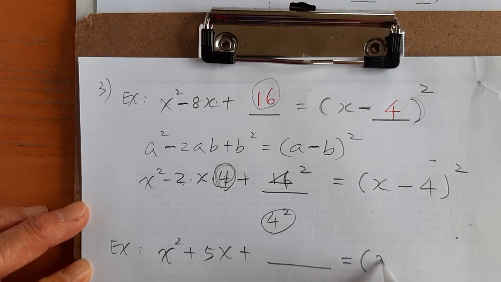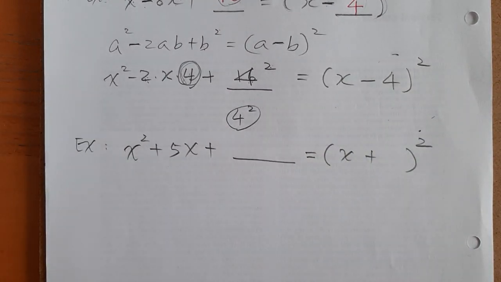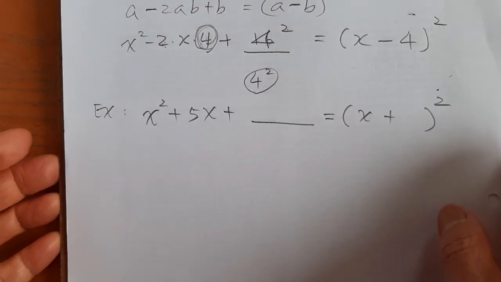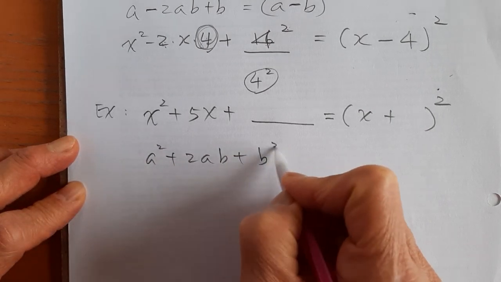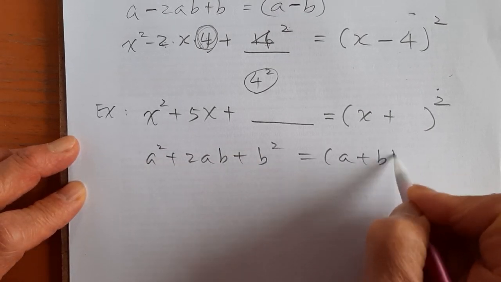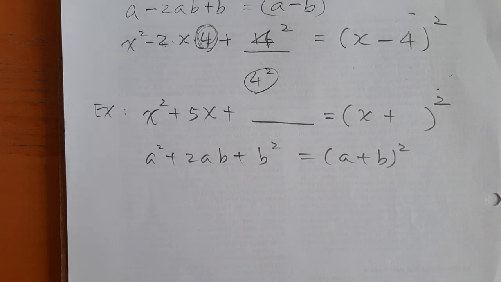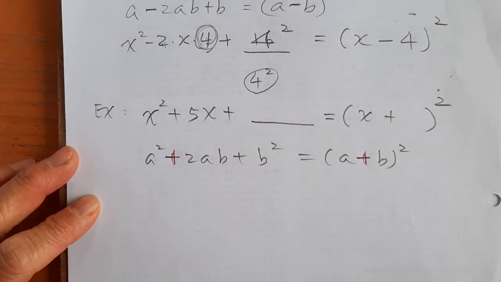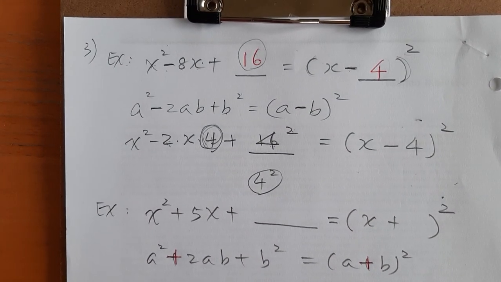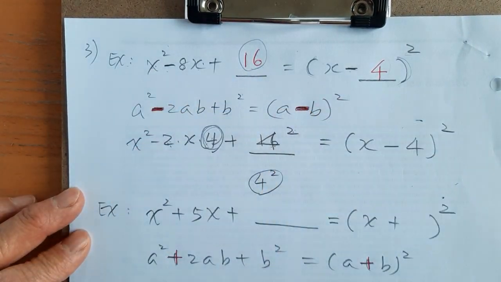Another example, question 3: x squared plus 5x plus what equals the quantity x plus what squared. This example uses the same formula. The formula is a squared plus 2ab plus b squared equals the quantity a plus b squared. So if here is a plus, then here has to be plus. Like the previous question, if the formula has a minus, here it should be minus.